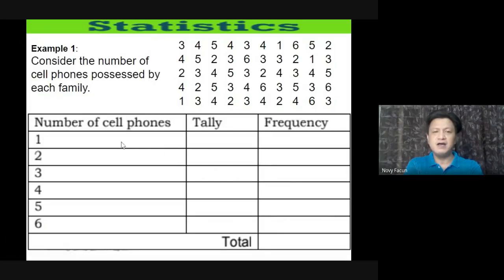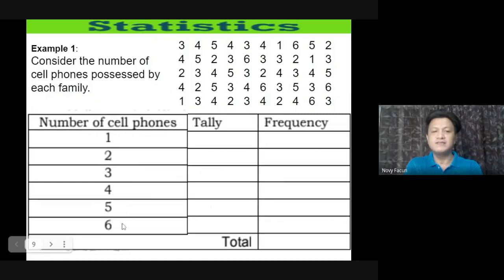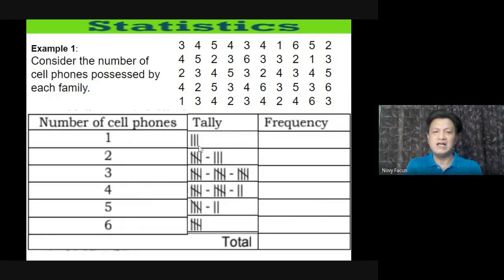So ibig sabihin yan, ililista muna natin yan, yung 1, 2, 3, 4, 5, 6. Either ascending or descending yan, pwede naman. And tally, pag sinabing tally, bibilangin mo, guguhitan mo kung ilang nag-appear doon sa 1. Ganun din sa 2, 3, 4, 5, and 6. So meaning to say, ito na yung ating tally. Take note na kapag nagtatally, kapag 5 na yan, i-cross mo siya para madali natin ma-count.